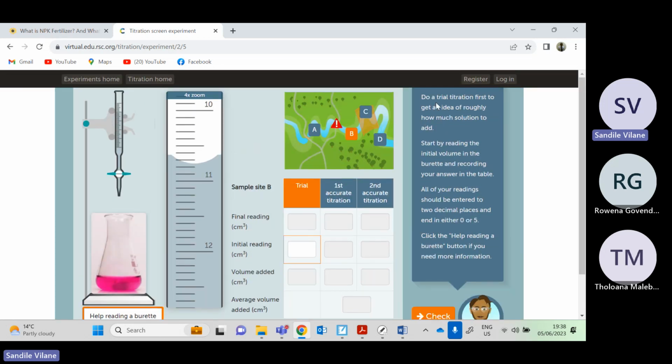Now, what do they want us to do? Do a trial of the titration to get an idea roughly how much of this has been added. Start by reading the initial volume in the burette and then recording. So look at this, we're reading this. They said all your readings should be entered to 2 decimal places and ending either with a 0 or a 5. So I'm looking at this. This is 10, what? 10, 1, 2, 3, 4, 5, 6, 7, 5. So the initial volume.